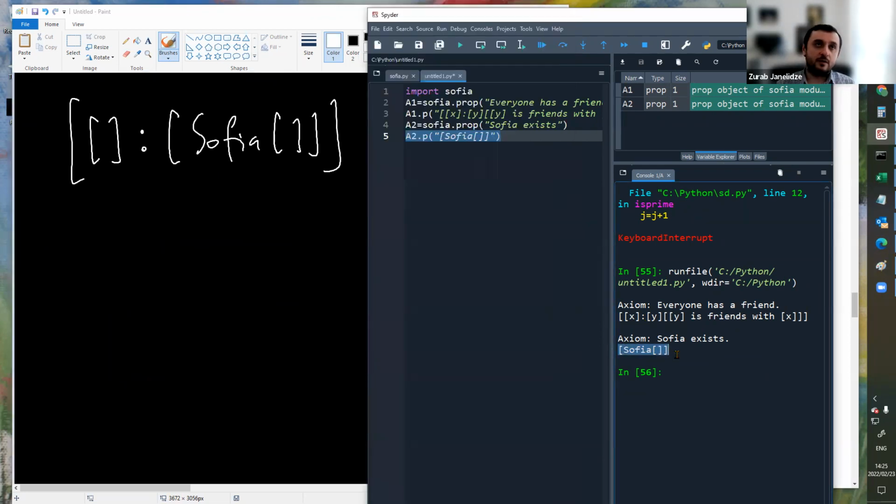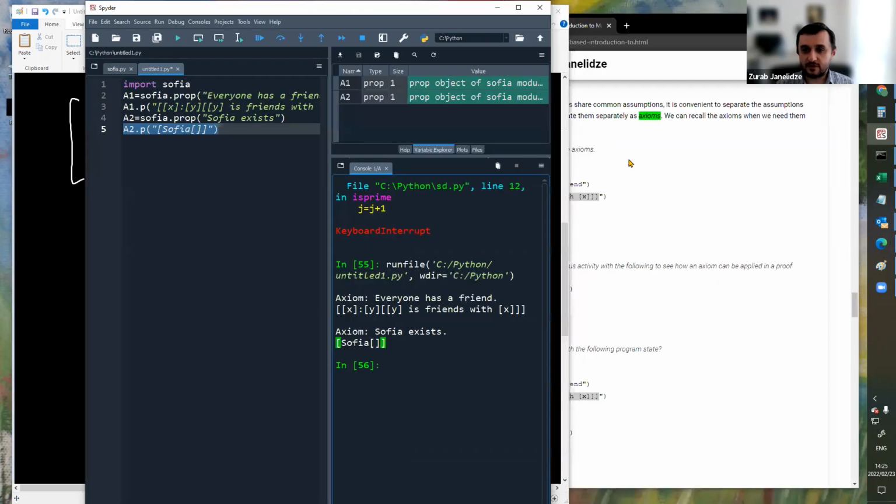And the rules of building proofs in Sophia that we have would enable you to switch between the two if you wanted to. Great. So these are the two axioms, and we've already explained what they state. So we've completed the first activity here.